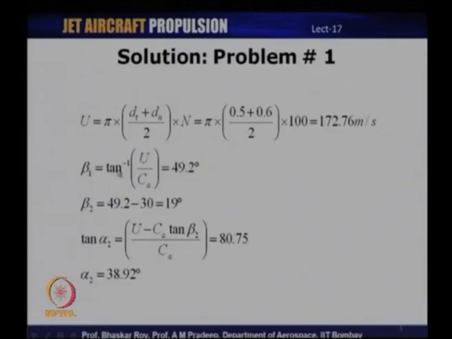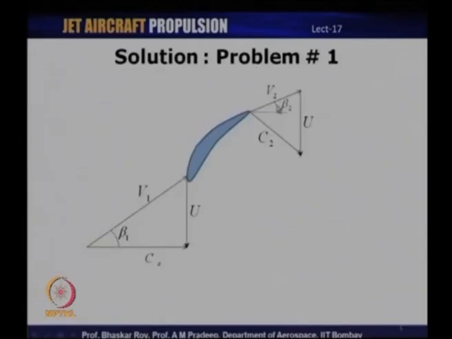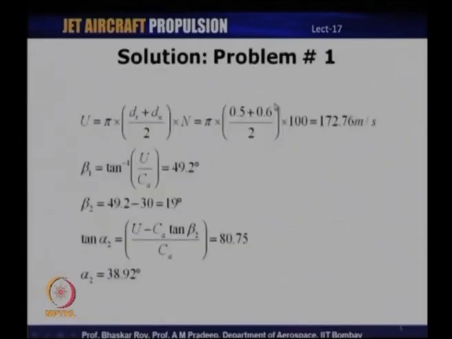So, if we were to use that, we find beta 1 as tan inverse of U by C A, and we get 49.2 degrees. Beta 2 is the exit blade angle at the exit of the rotor, and in this question it is given that the blade turns the flow by 30.2 degrees. Since beta 1 is 49.2 and the deflection angle, delta beta, is 30.2 degrees, we have beta 2 as 49.2 minus 30.2, which is 19 degrees.